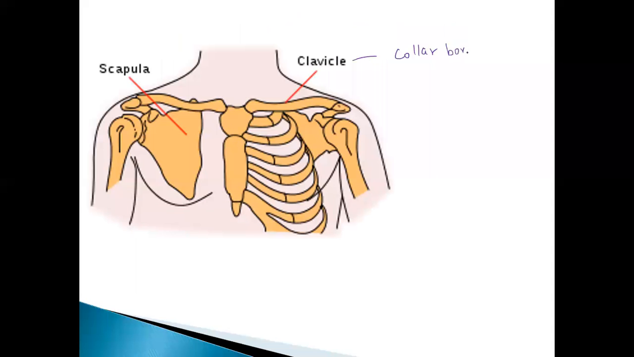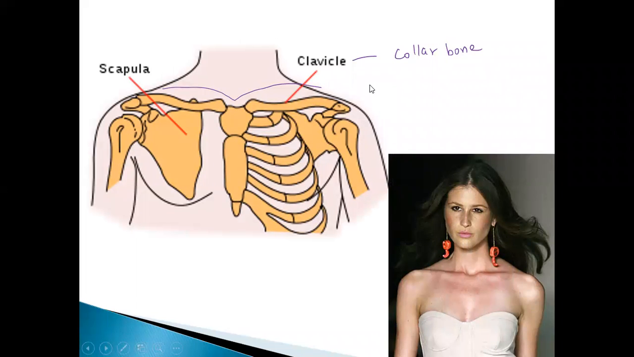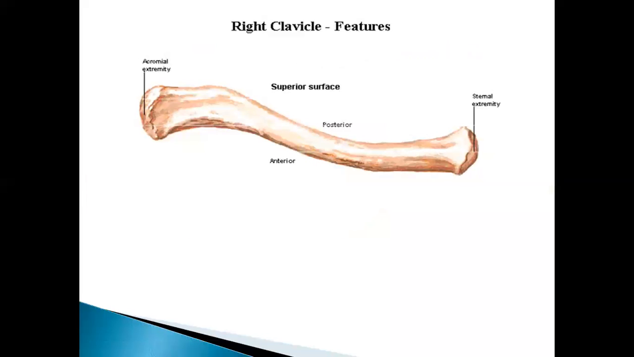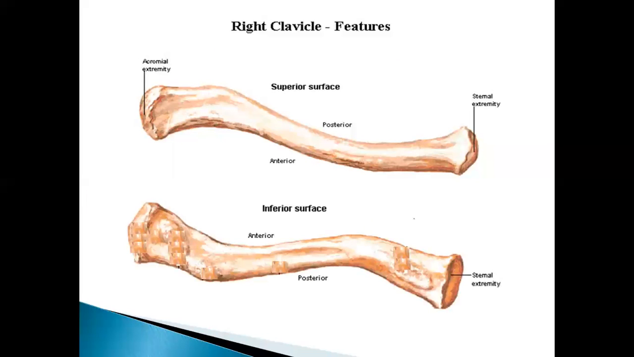If you see models, they have a very straight clavicle, because in the modeling world we say if your clavicle is straight, you are considered the most beautiful. So if I say, look at this model, here you can see this is the collarbone, the clavicle. Now this clavicle is quite straight. It starts from the scapula and it comes and meets at the sternum. We have this clavicle, collarbone.